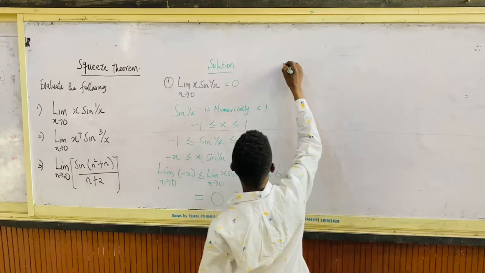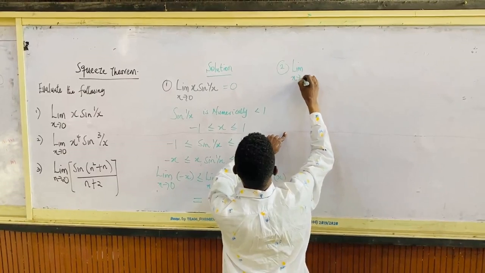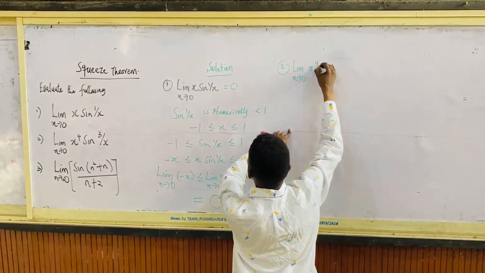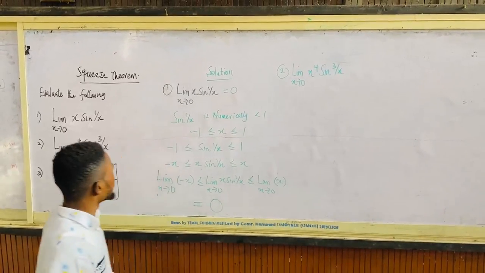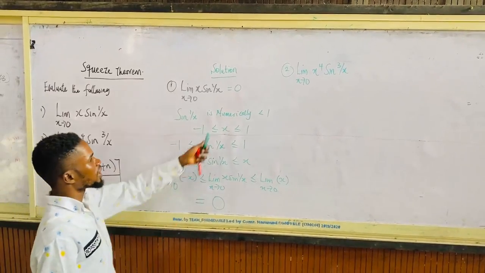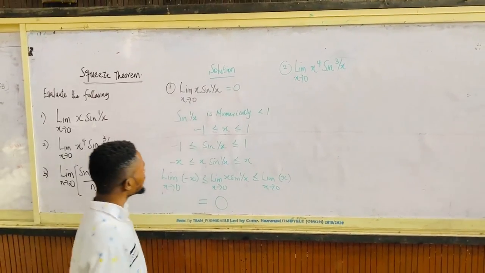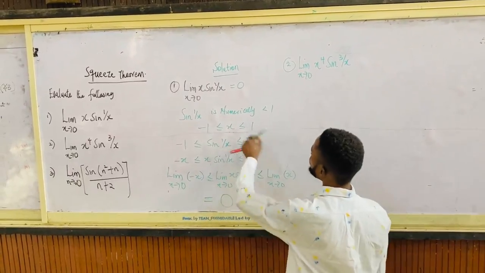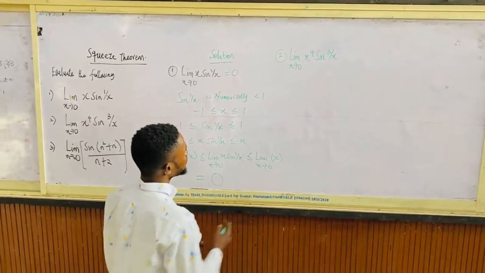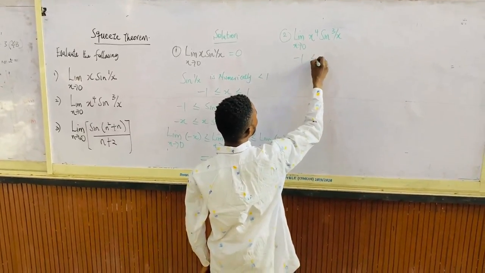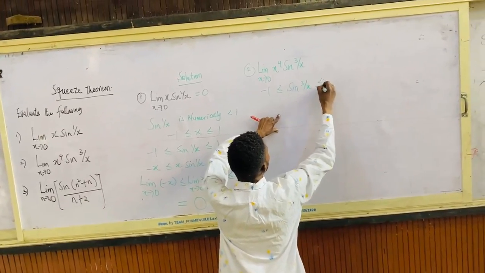And number 2, the limit as x tends to 0 of x raised to power 4 sine 3 over x. Now remember that sine 3 over x is numerically less than 1. So that means it falls within this interval: minus 1 less than or equal to sine 3 over x less than or equal to 1.